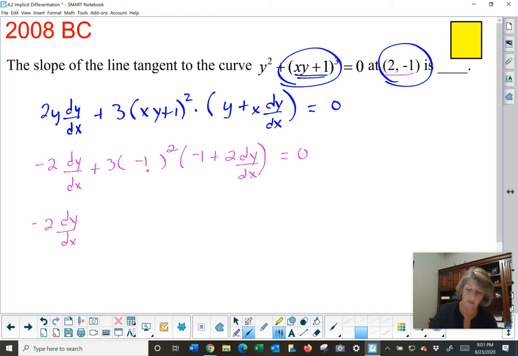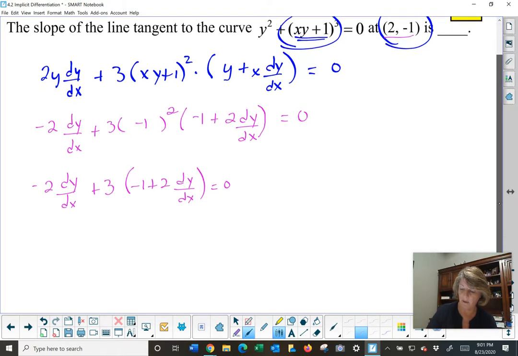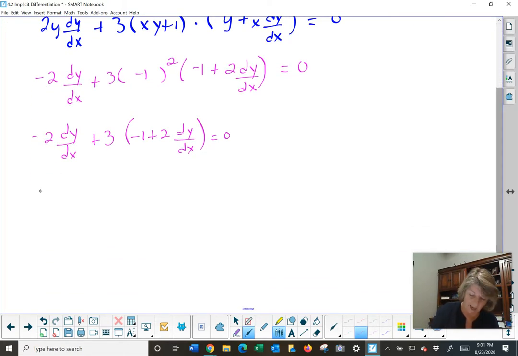Negative 1 squared would be a 1 times 3, so I'd have plus 3 times negative 1 plus 2 dy dx equals 0. And one more pass, just keep simplifying step by step. You're fast writers by now, so writing all these extra lines, not a big deal. All right, now I can get my dy dx on one side, my number on the other, so I'm going to move the 3 over.